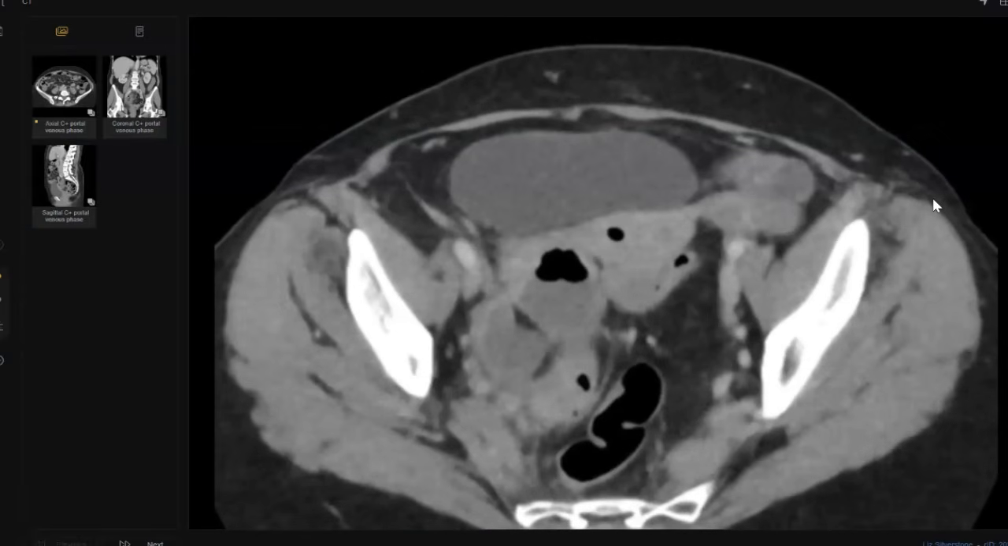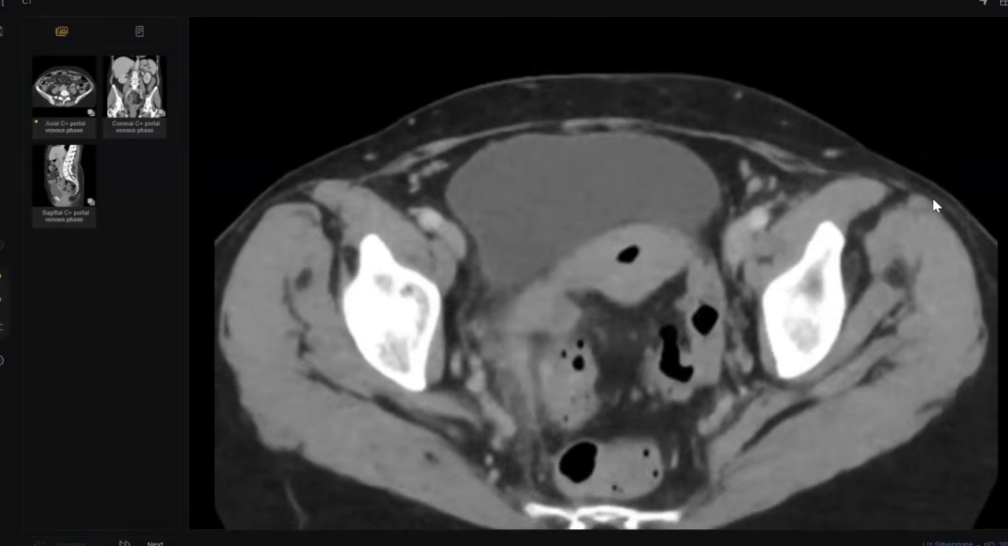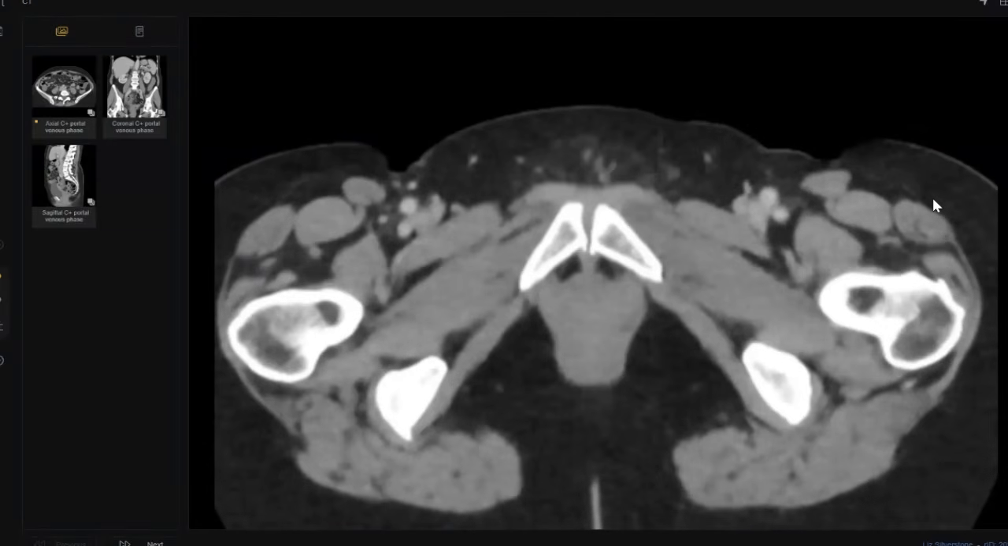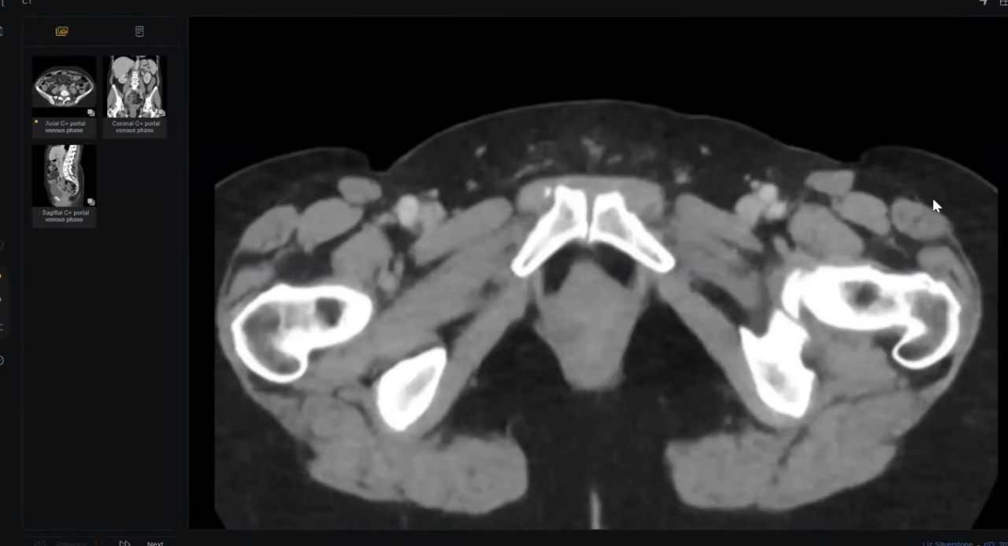Okay. So I'd like to check the rest of the abdomen to see if there's any abnormality of the other organs. I'd also like to see up or down? Up, please.